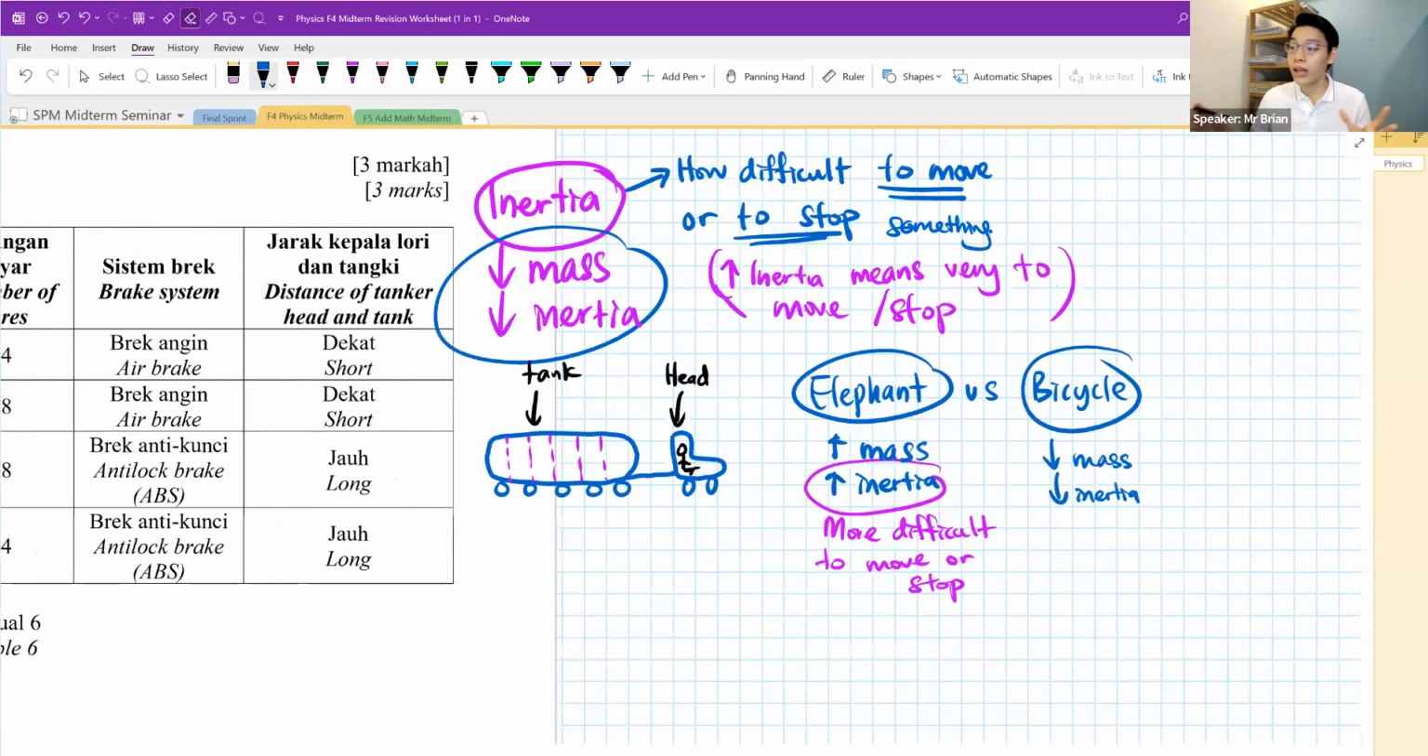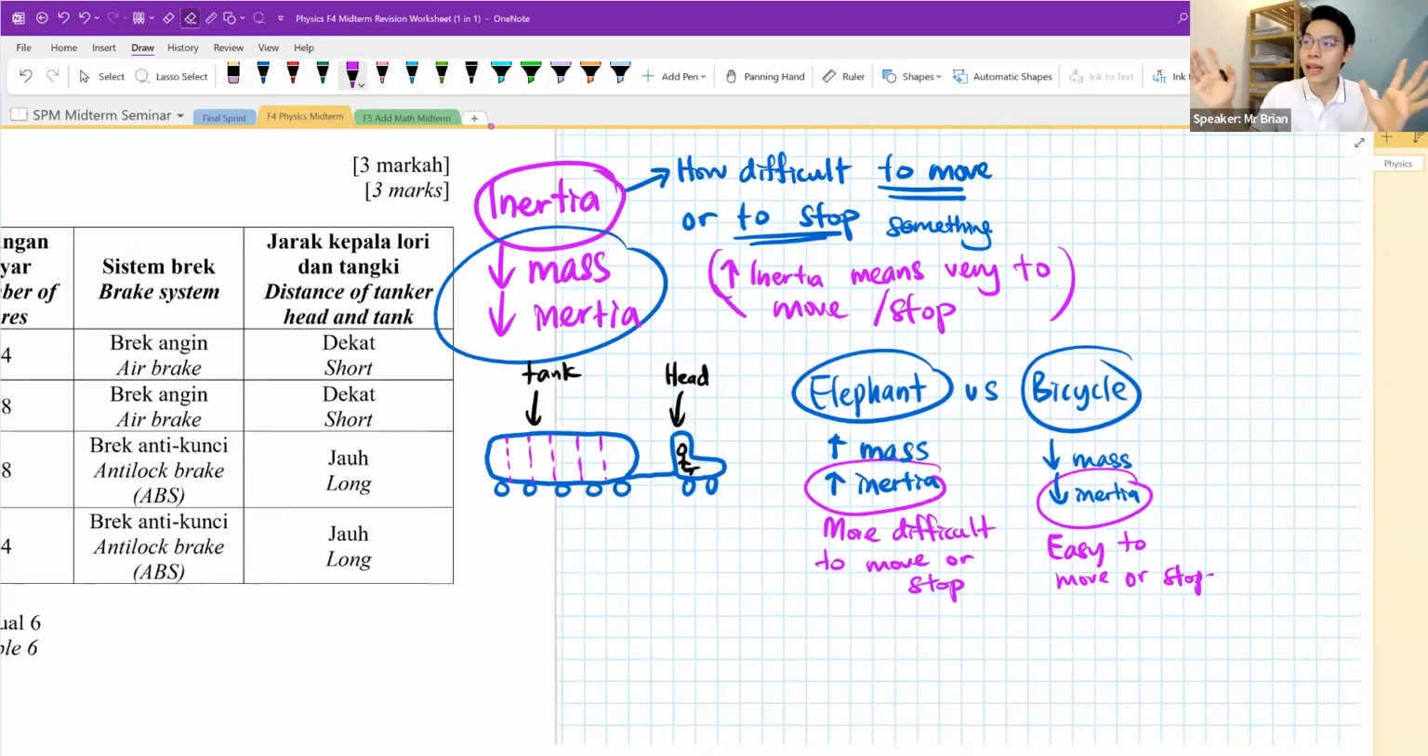I think we all agree it's very difficult to push an elephant for it to move. Or if the elephant is running at you, it's very difficult to stop the elephant. Why? Elephant, very high mass, very high inertia. Okay. Meanwhile, bicycle, very small mass, very small inertia, easy to move or stop.